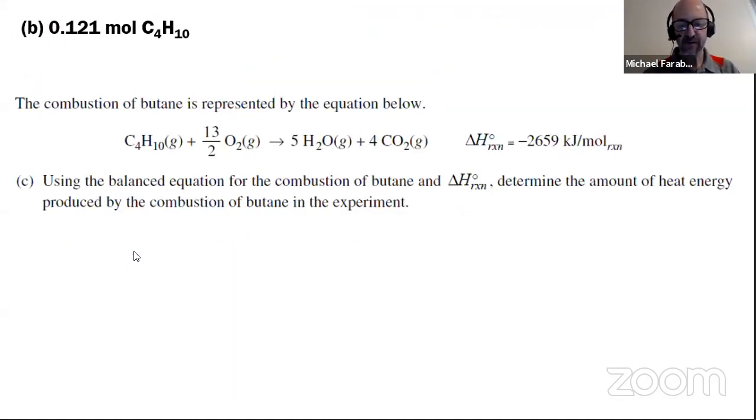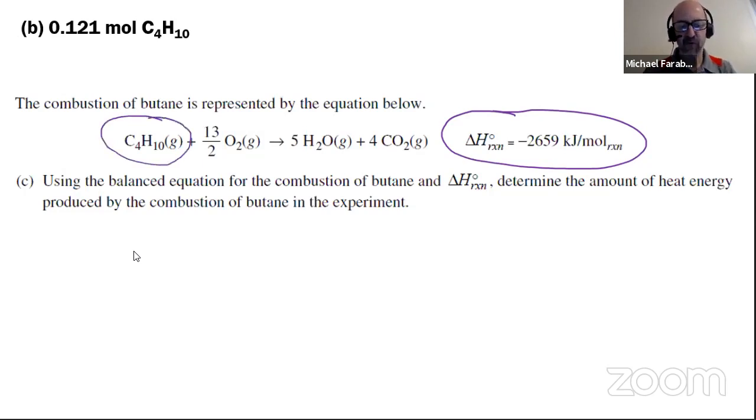So this right here, the delta H for the reaction, tells us that 2,659 kilojoules of heat is released for every 1 mole of reaction, or in this case, for every 1 mole of butane. Now, we already have 0.121 from the answer to part B. That's how many moles of butane were used.